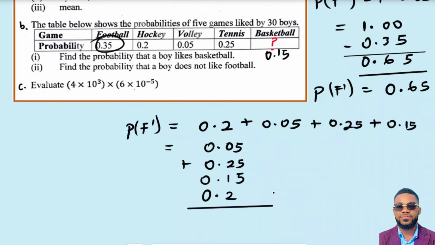Let's add them. So 5 plus 5 plus 5 is going to be 15. So 5, remainder 1. So 1 plus 2 is going to be 3 plus 1. We have 4 plus 2. We have 6. So 0. And you see we are getting the same answer, 0.65. So you easily subtract 0.35, which is those who like football, from 1 to get those who don't like football. So the same thing applies to, let's say, hockey. Those who like hockey, they are 0.2. That's their probability. So if you want to find those who don't like hockey, you just have to subtract 0.2 from 1. So the remaining is going to be those who don't like hockey. So that's a simple way.